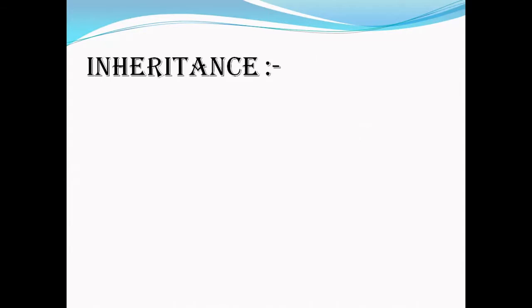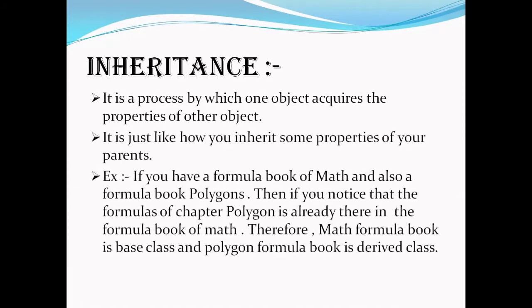So now let's come to the third point, that is inheritance. See, the meaning is hidden in the word itself: inherit. So let's see what the definition is. It is a process by which one object acquires the properties of another object. Okay. So what does that mean? It is just like how you inherit some properties from your parents.